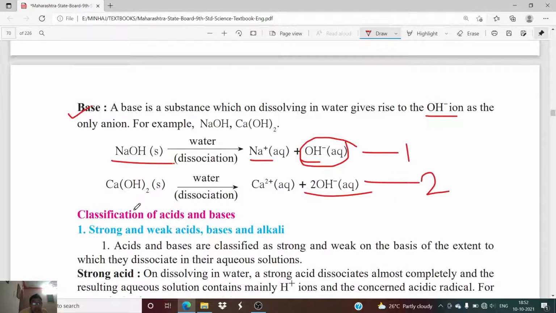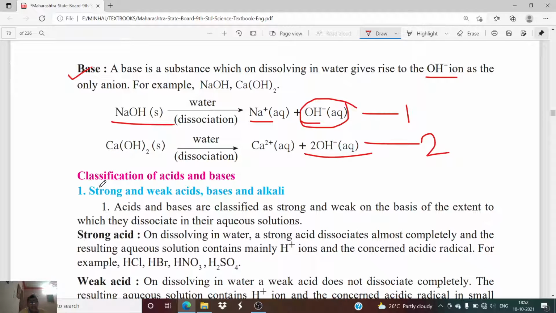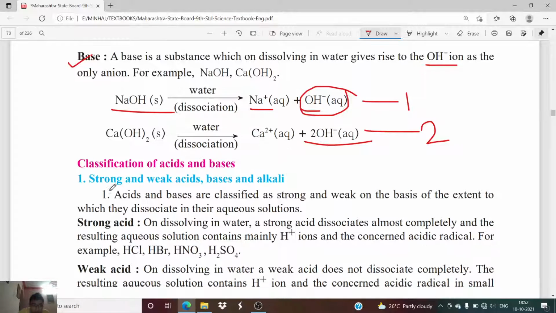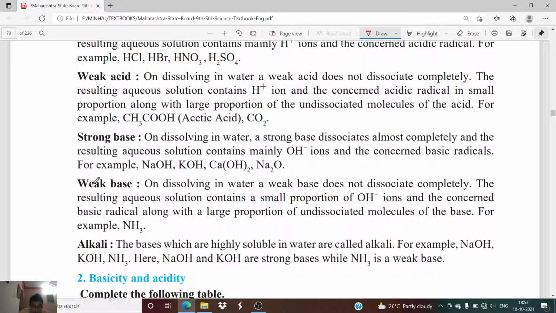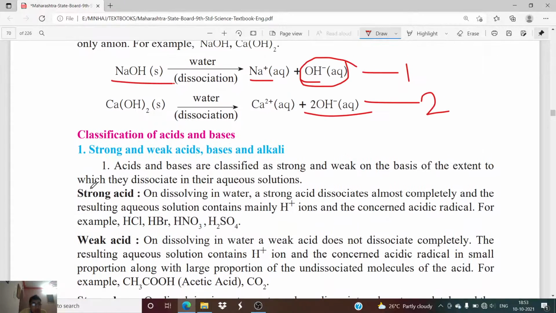Now let us see the classification of acids and bases. Acids and bases are classified as strong acid, weak acid, strong base and weak base. And we can also classify base as an alkali. So let us see what these are. Acids and bases are classified as strong and weak on the basis of the extent to which they dissociate in their aqueous solutions.